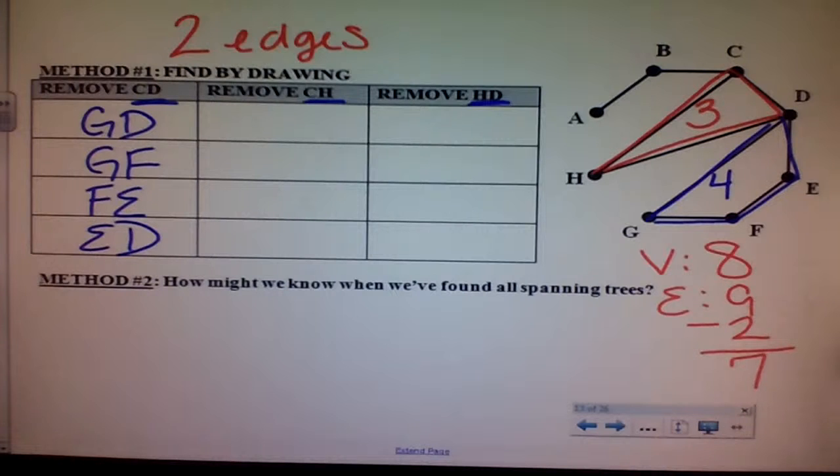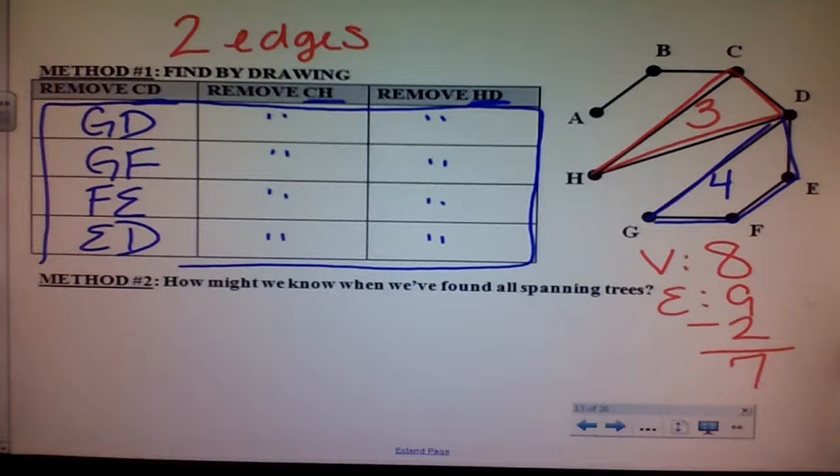So I can remove C to D from the first one and any one of these 4 options. I can remove C to H from the first one and any one of these 4 options. I can remove H to D from the first one and again, any one of these 4 options. So how many total do I have? What is my total amount of spanning trees? 12.